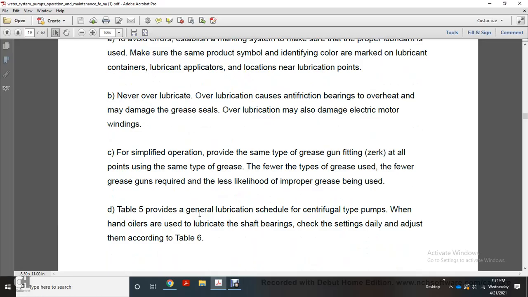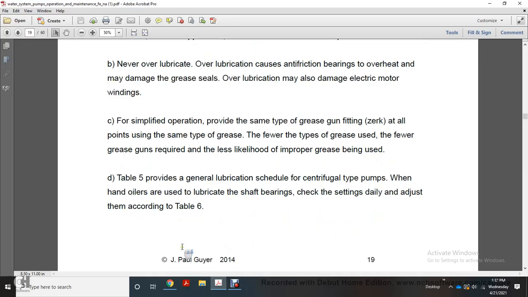For simplified operation, provide the same type of grease gun fitting, Zerk, at all points using the same type of grease. The fewer types of grease used, the fewer grease guns required, and the less likelihood of improper greasing. Table 5 provides a general lubrication schedule for centrifugal type pumps. When hand oilers are used to lubricate shaft bearings, check the setting daily, adjusting them according to Table 6.